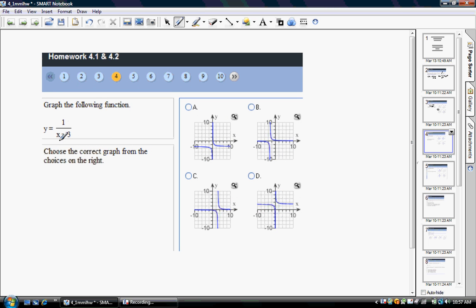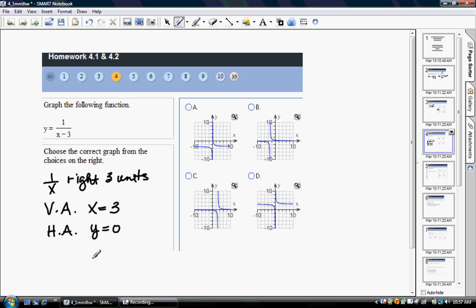Now we're to graph the following function, 1 over x minus 3. Well, 1 over x minus 3 is a graph of 1 over x shifted right 3 units. So what that means is that our vertical asymptote has shifted right 3 units to become x is equal to 3. And our horizontal asymptote, to shift a horizontal line right 3 units, still stays in the same place, so it is y is equal to 0.